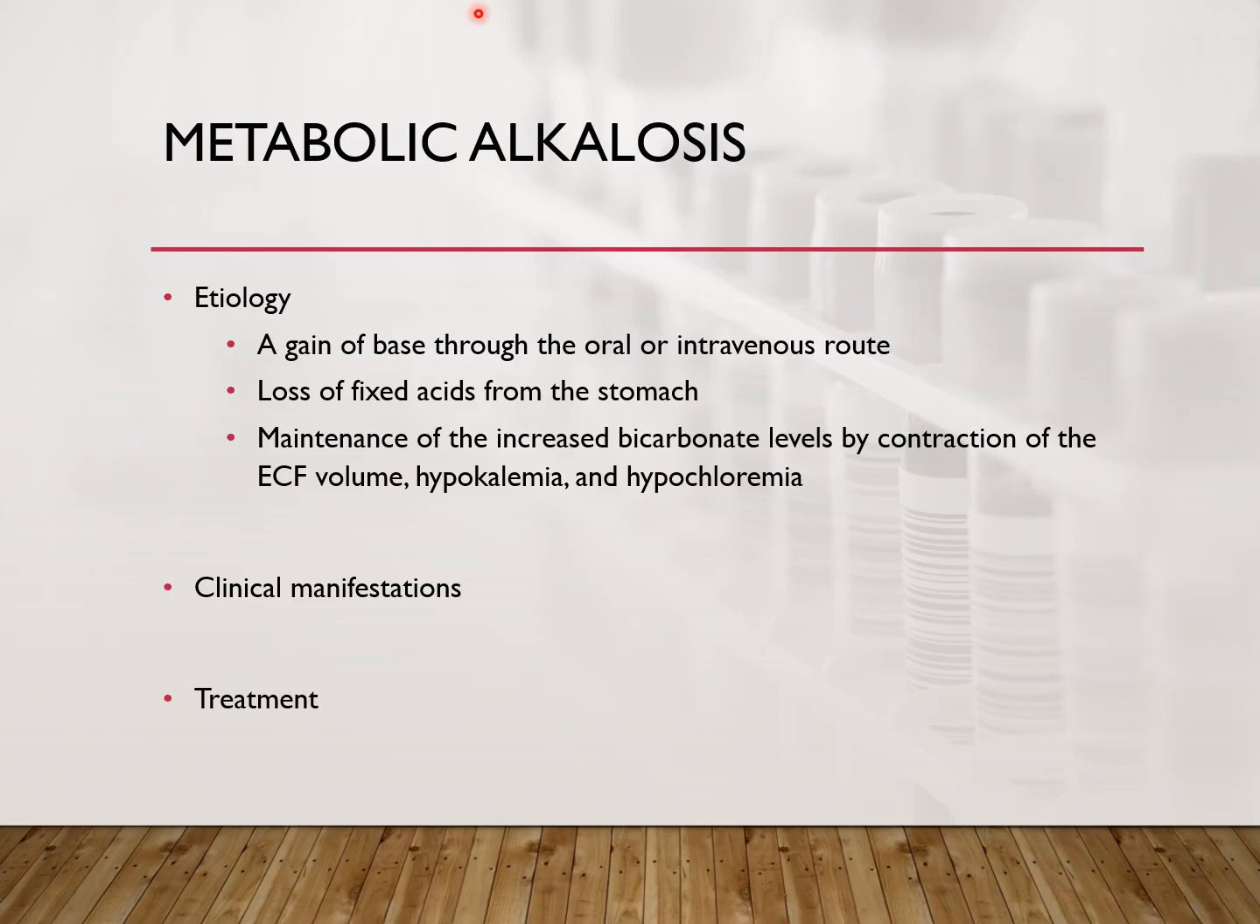So if we get a massive administration of base, or if we have someone vomiting or having a lot of GI suctioning, that removes a lot of circulating hydrogen. Patients who have large volume loss, patients who are given a lot of loop or thiazide diuretics, because we lose a lot of H plus at the level of the kidney. Those are things that can cause metabolic acidosis, or excuse me, alkalosis. Okay.